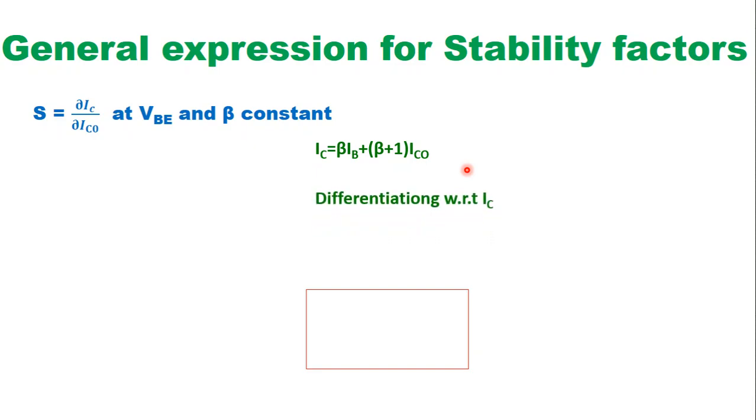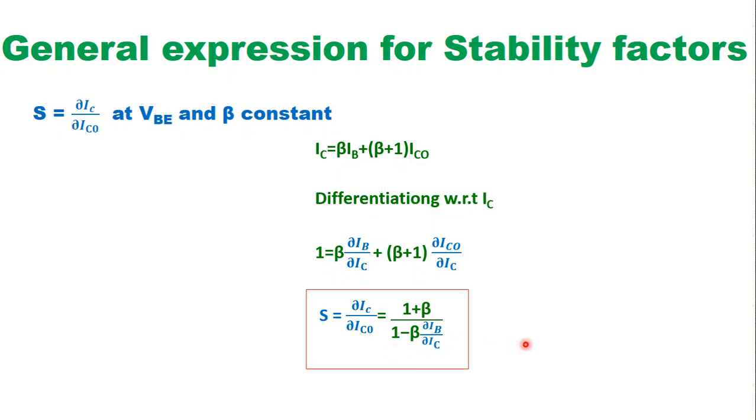After differentiating this equation with respect to IC, since beta and VBE are constant here, we get 1 is equal to beta del IB upon del IC plus beta plus 1 del ICO upon del IC. After rearranging this equation, we get S is equal to del IC upon del ICO is equal to 1 plus beta upon 1 minus beta del IB upon del IC. This is the general equation for stability factor S.